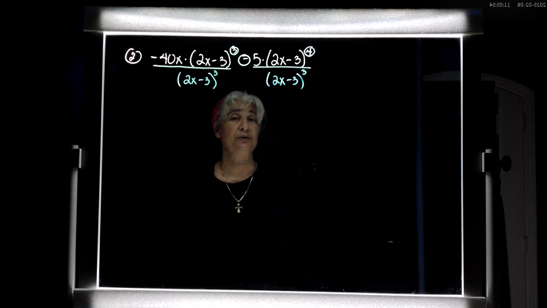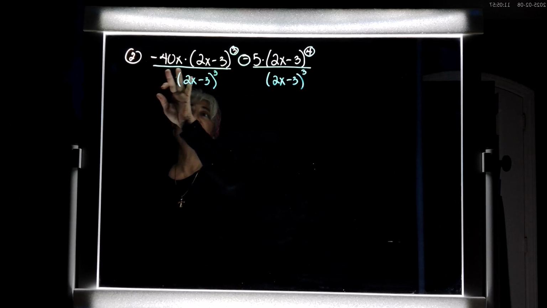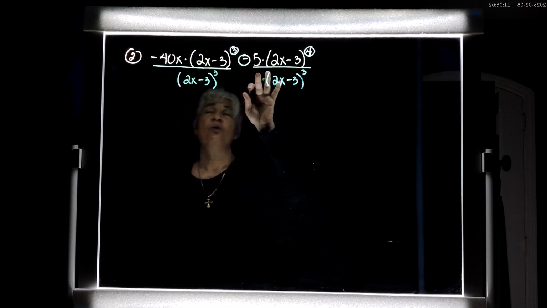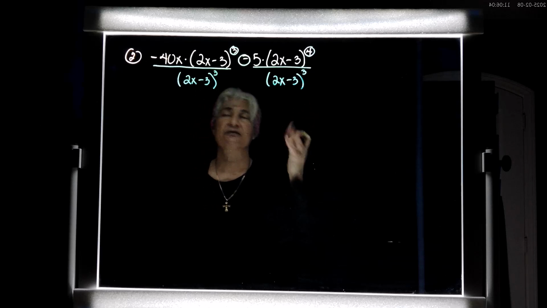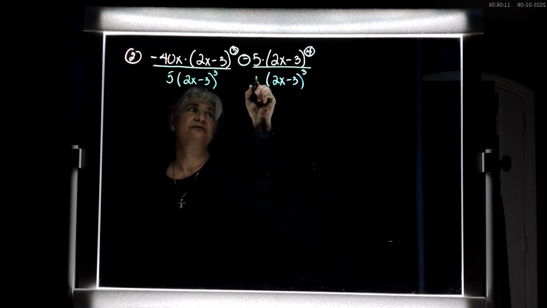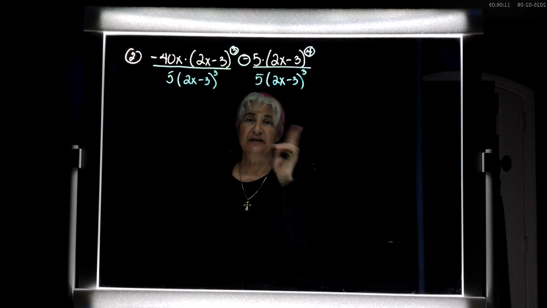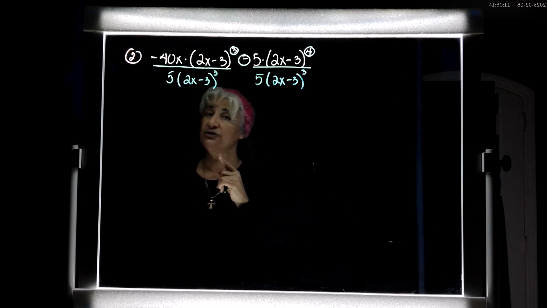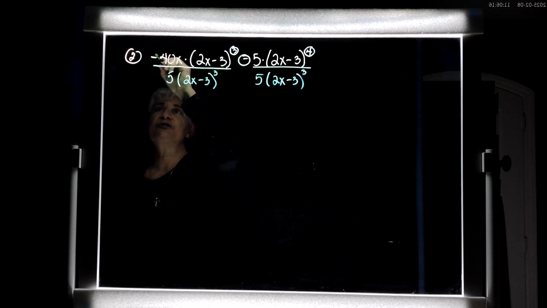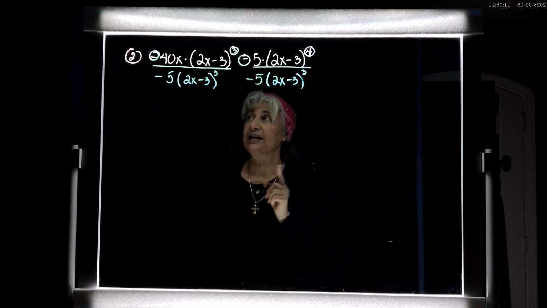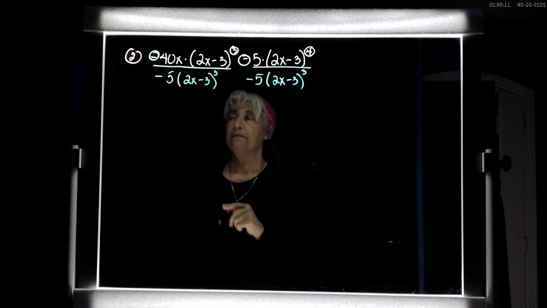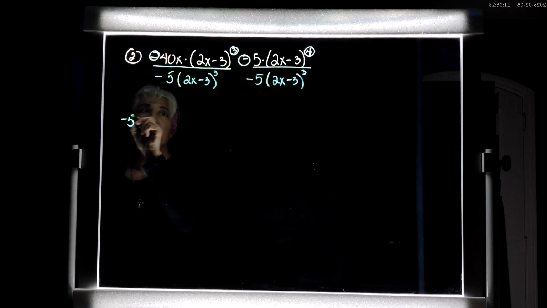Now, but I have other things going on in each term. I have a negative 40x and I have this 5, don't I? Okay, well, what goes into a 5 and a 40? Yeah, 5. So I can divide out a 5 out of both terms. Now, here's the deal. In case you didn't remember, the first term always tells me what sign I'm factoring out. So I am taking out a negative 5 out of both terms. Good? Okay, so let's see what remains.